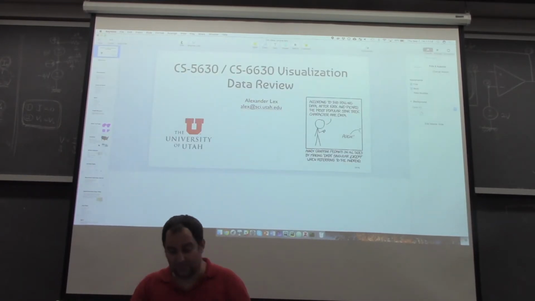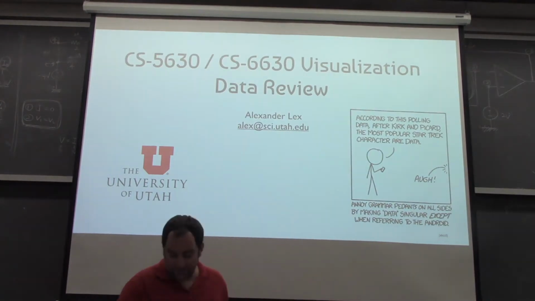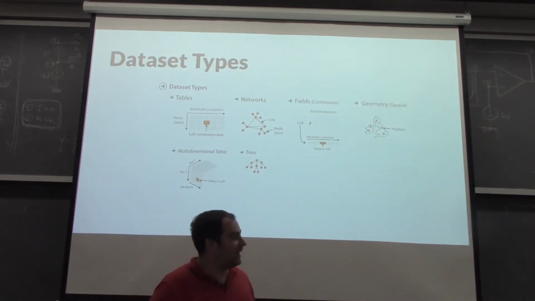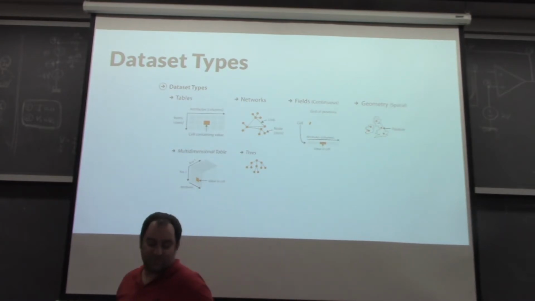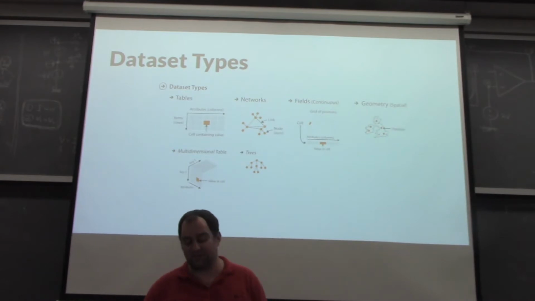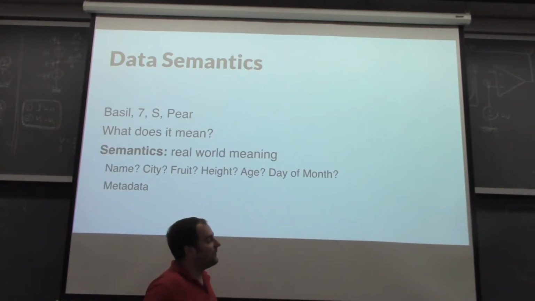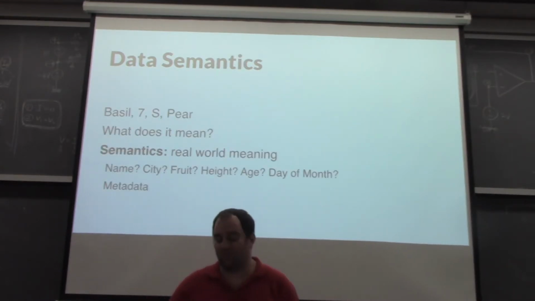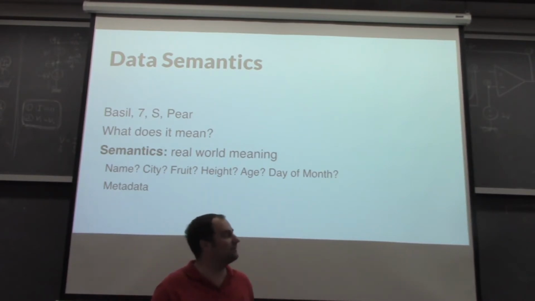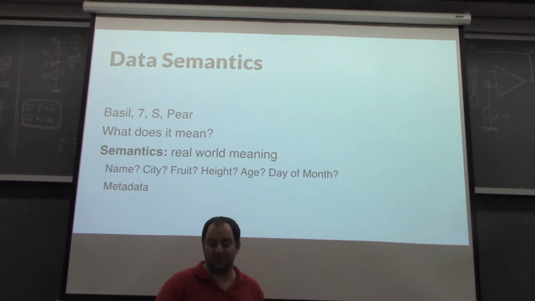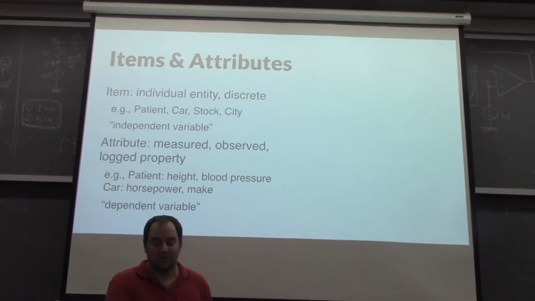Great. So next, I wanted to quickly review what we talked about regarding dataset types. We distinguish between these dataset types: tables, networks, fields, and geometry, and we discussed them in some detail. I emphasized the importance of semantics. Only if we understand what things mean can we actually make sense of a specific cell or specific data items. So we need to understand the real world meaning.